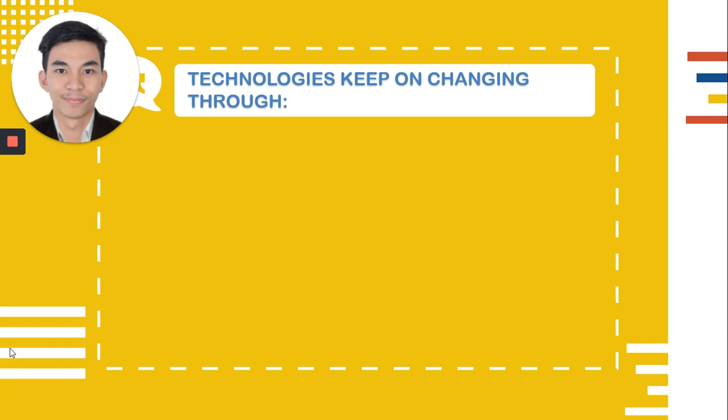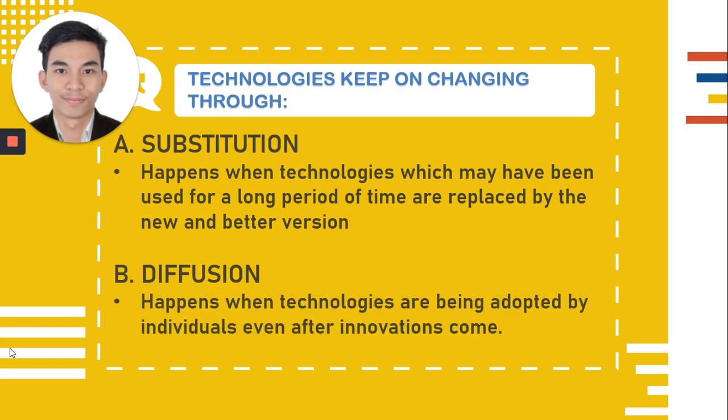Technologies keep on changing, and these changes are through two things. Number one is substitution, and number two is diffusion. Substitution happens when technologies which may have been used for a long period of time are replaced, from the word substitute, by the new and better version, specifically with respect to the performance. A good example is the replacement of, for example, stereo radio with cassette tape recorder.